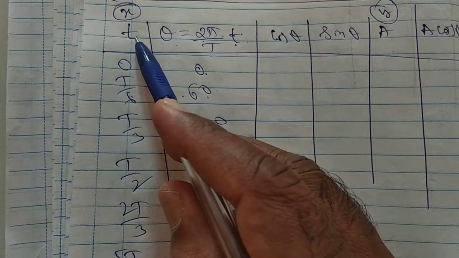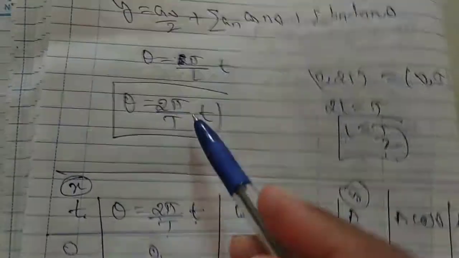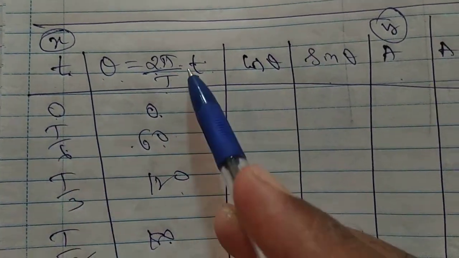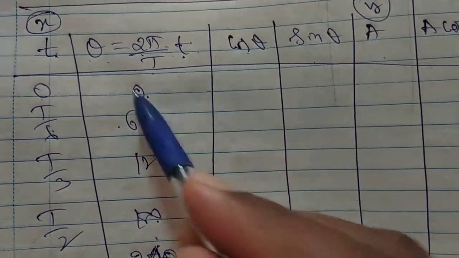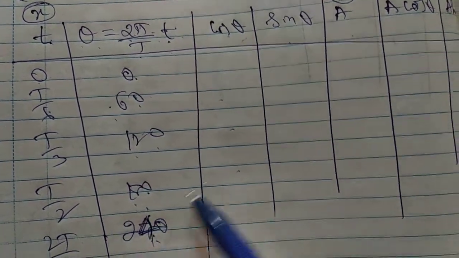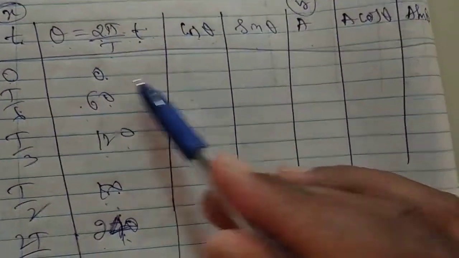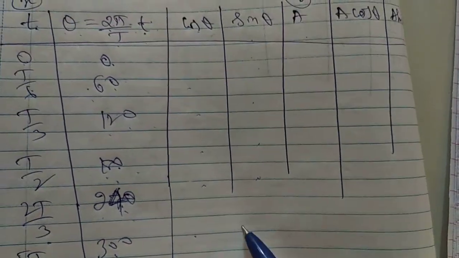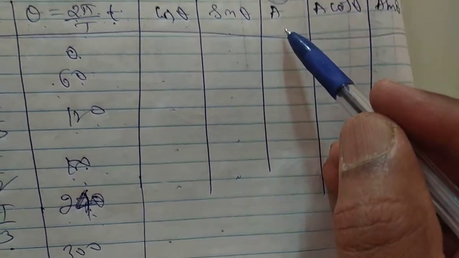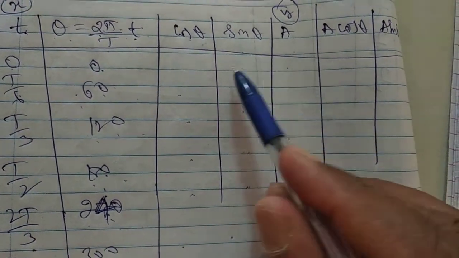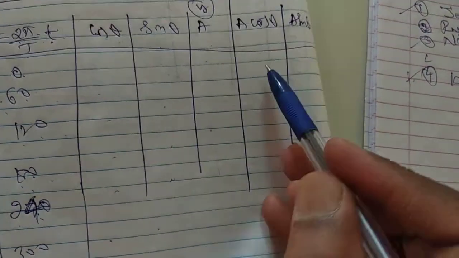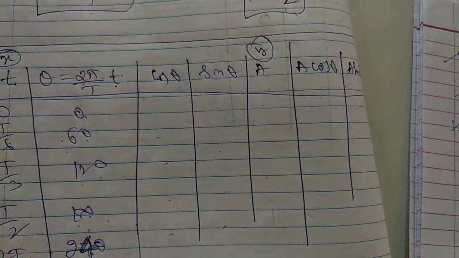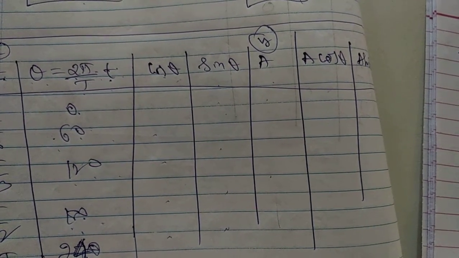So first you write t, then you write theta, where theta is equal to 2 pi by T into t, and convert it into degrees. Then write cos 0, cos 60, cos 120, cos 180, cos 240, cos 300. Similarly, sin 0, sin 60, sin 120, sin 180, sin 240, sin 300. A is already given in the question. Then you write the A cos theta column and the A sin theta column. Then you find A1 and B1.